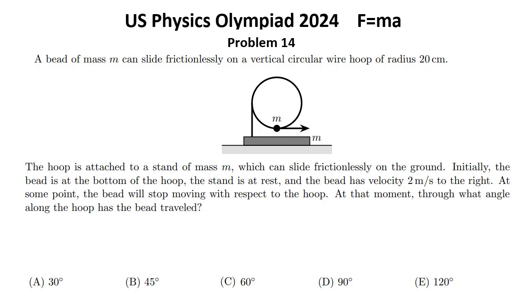Problem number 14. A bead of mass m can slide frictionlessly on a vertical circular wire hoop of radius 20 centimeters. The hoop is attached to a stand of mass m, which can slide frictionlessly on the ground. Initially, the bead is at the bottom of the hoop, the stand is at rest, and the bead has velocity 2 meters per second to the right. At some point, the bead will stop moving with respect to the hoop. At that moment, through what angle along the hoop has the bead traveled?